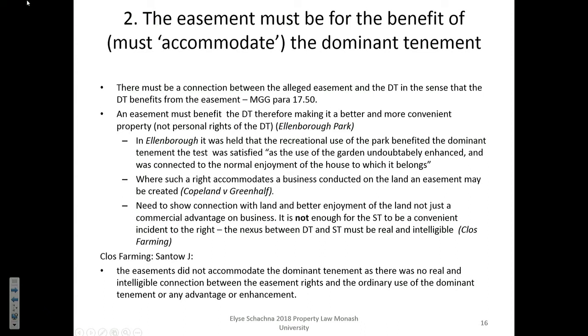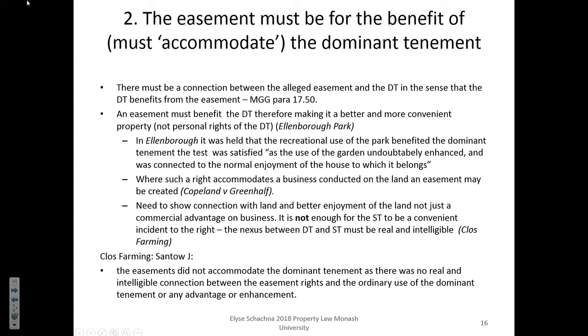We know from the case of Copeland, when such a right accommodates a business conducted on the land, an easement may be created. But in Copeland, no such easement was created because it amounted to joint occupation, which is something we need to consider in element 4. But thinking about that commercial side of things in terms of, is it benefiting the DT or the ST?